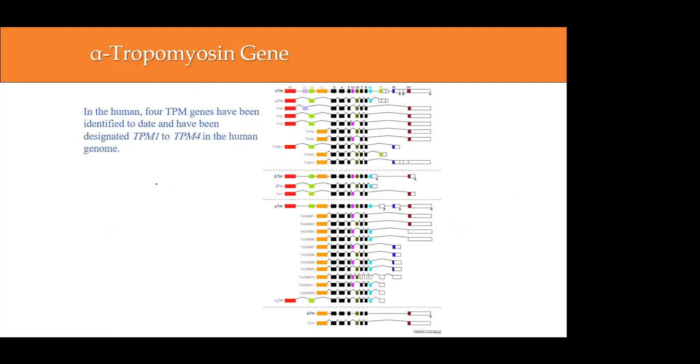This is another example. As I said, from 1 to 4, we have 4 types. Sometimes you can call them alpha, beta, gamma, and delta. Due to alternative splicing, all of these forms are going to be produced.